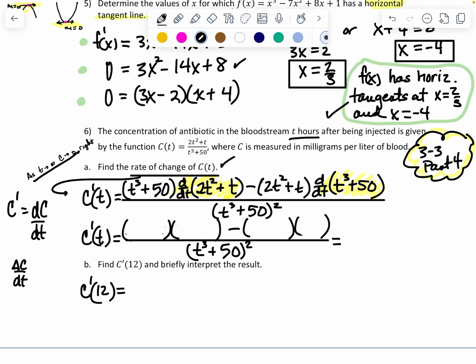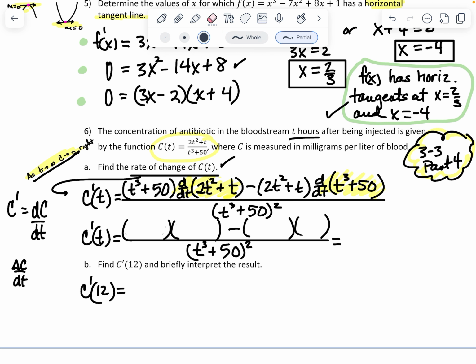Most of the time it makes sense when we think about medications, that medications decrease in the bloodstream after time. So you can see that with this particular function, you can tell that as t goes to infinity, C, the concentration, goes to 0. And that would make sense. So then we've got the quotient rule we're going to handle this with.